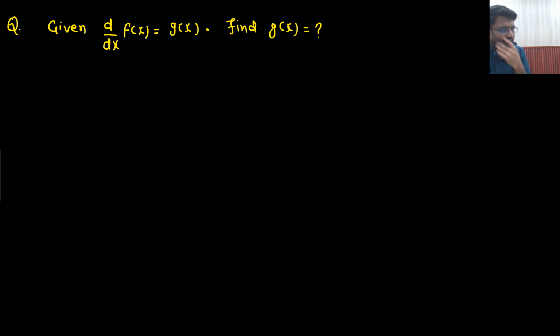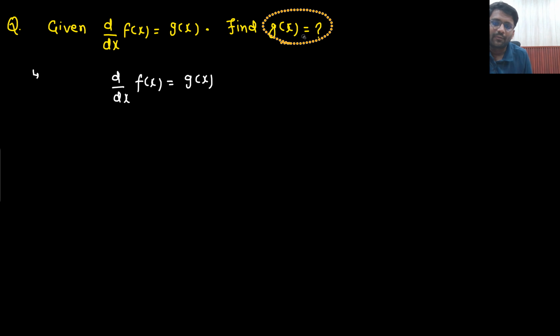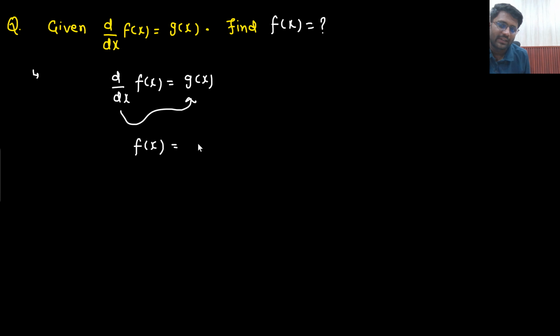So, this is a very interesting thing. Very basic mathematics: if d by dx of f(x) is given, which is equal to g(x), then what will be the value of f(x)? Then you need to find out f(x). Basically, we need to take this differentiation to this side. So, you know that, sir, if differentiation goes to the other side, it will become integration. So, sir, this will be the answer. Is that correct? No.